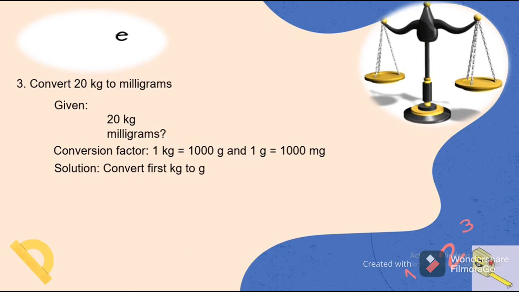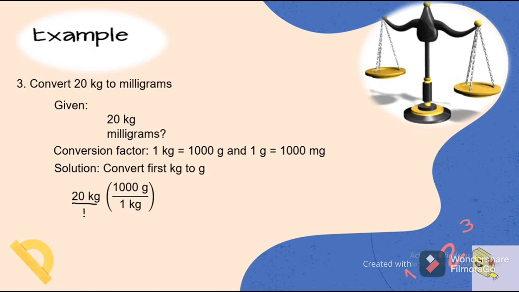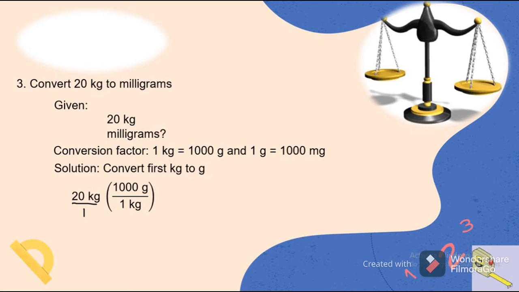So for the solution, we have 2 processes of conversion. First is to convert kilograms to grams. So next is to rewrite what you're given. So we have 20 kilograms over 1 multiplied by a fraction, which is 1,000 grams over 1 kilogram. Then cancel out the unit of measurement.